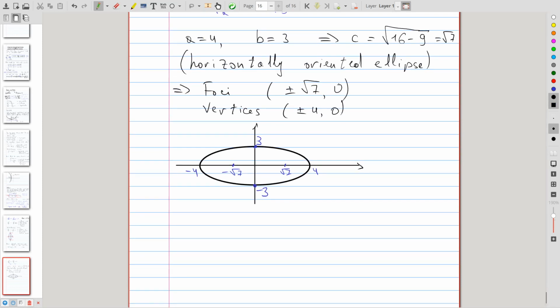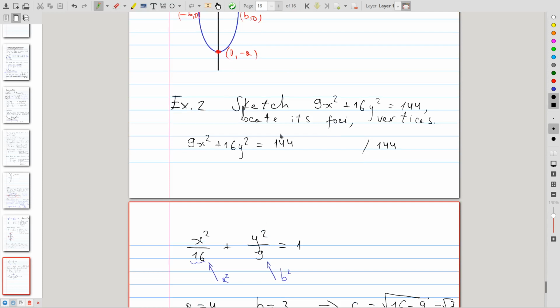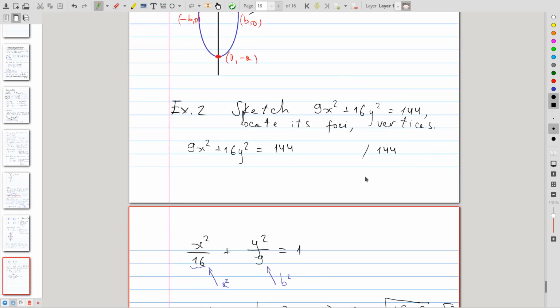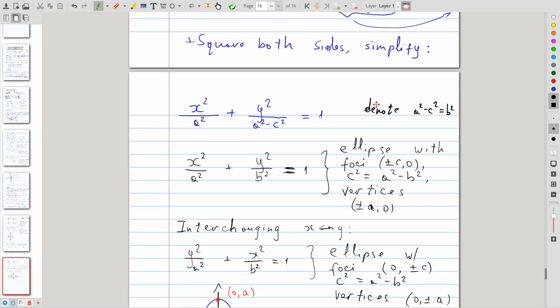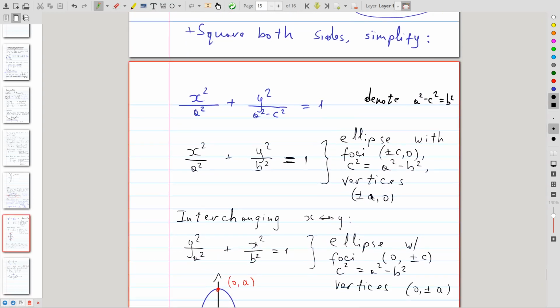In general, you can always ask questions, say starting with the equation of an ellipse, go to its geometric properties, as we did in this question, or vice versa. Given the location of the foci and vertices of an ellipse, determine its equation. So clearly, by this discussion and by the formulas that we have here, knowing the position of foci and vertices of an ellipse is enough to determine its equation. So you have this correspondence between the geometric properties and the equation of an ellipse.